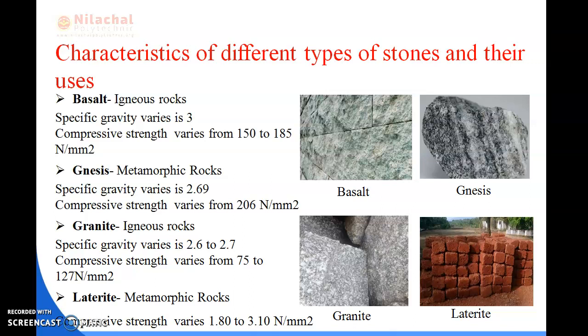Okay, next is laterite. You can see the diagram of laterite. Laterite is known as metamorphic rocks. It doesn't have a fixed specific gravity, and it is mainly available in different colors. You can see here the laterite is of a red color, shown in the picture, and its compressive strength varies from 1.80 to 3.10 Newton per millimeter square. It is mainly used in our building stones, road metals, or masonry work.